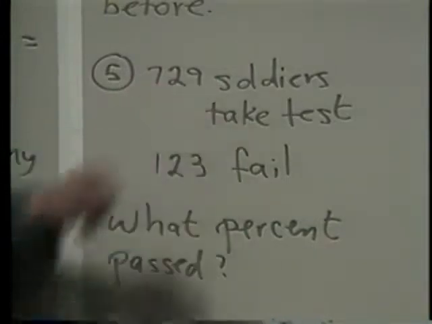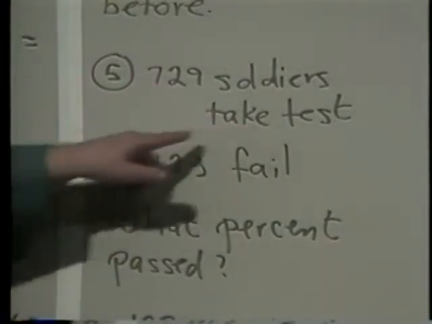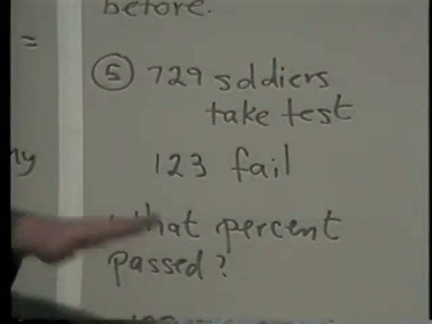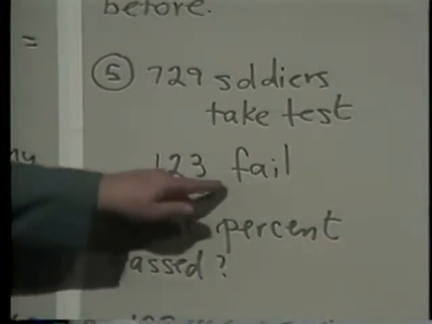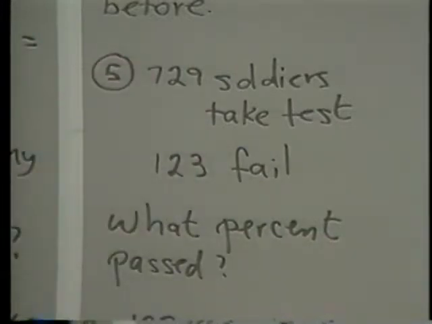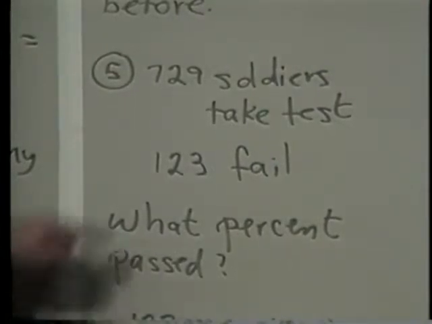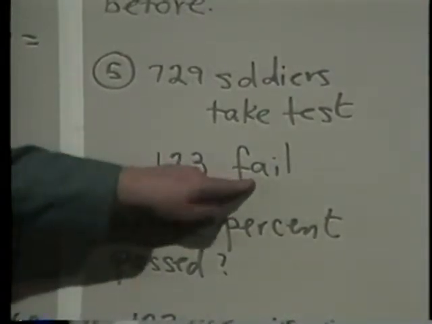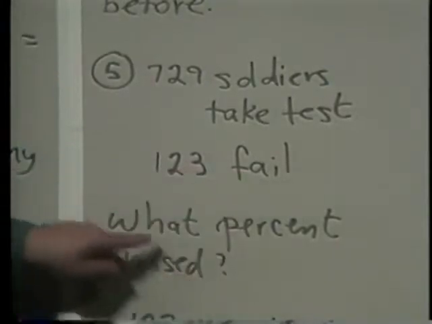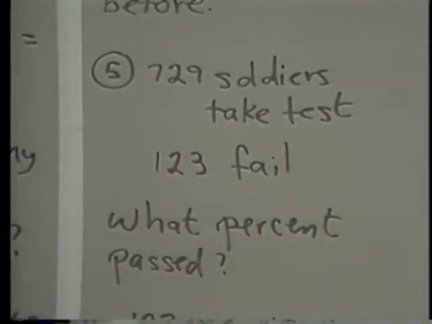Well, here's a non-controversial example of that. 729 soldiers take an eye test. I've used a few abbreviations over here just to get more board space to write. 123 of the 729 fail the test. And the question is, at that rate, what percent pass the test? And again, notice how reading comprehension comes in. The 123 modifies the number that failed. The percent modifies the number that passed.